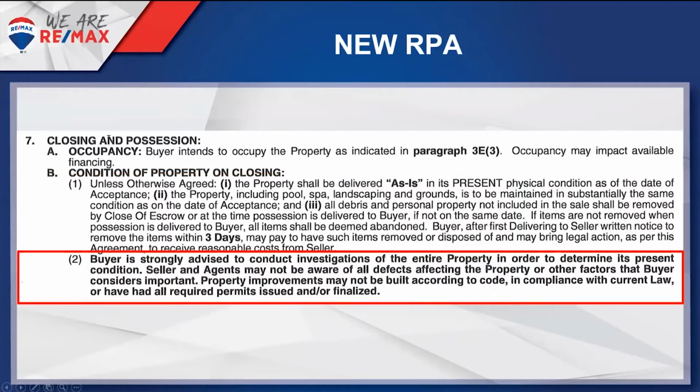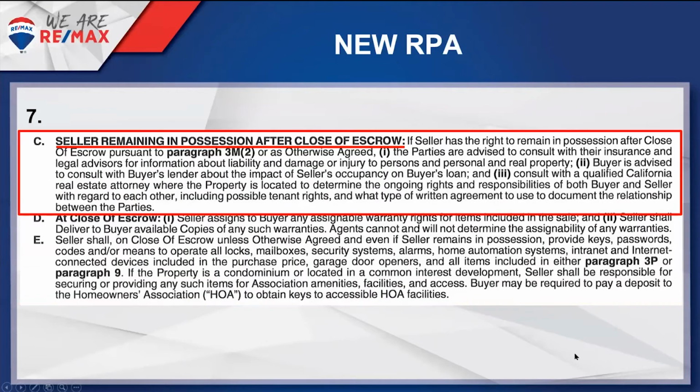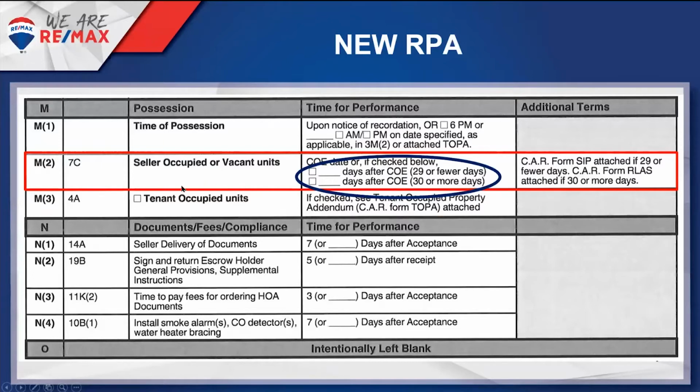Buyers are strongly advised to conduct investigations of the property to, again, determine what that as is. And they make a statement that improvements may not even be to code, might not have permits, and might not comply with current law. All right, 7C, seller remaining in possession after close of escrow. Now, if the seller has the right to remain in possession pursuant to paragraph 3M2, again, back to the grid, 3M2, they check one of the boxes. If it's less than 29 days, they check the top box, and of course 30 days or more, the bottom box.